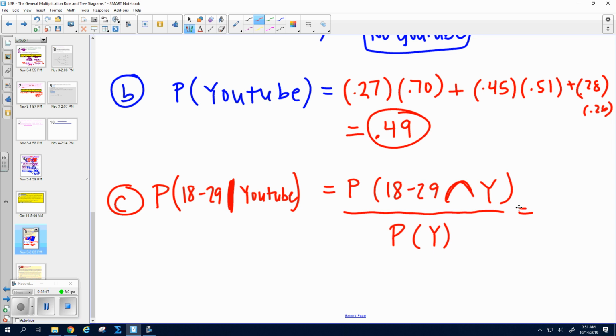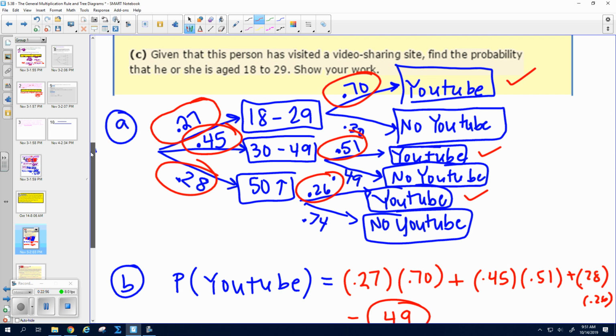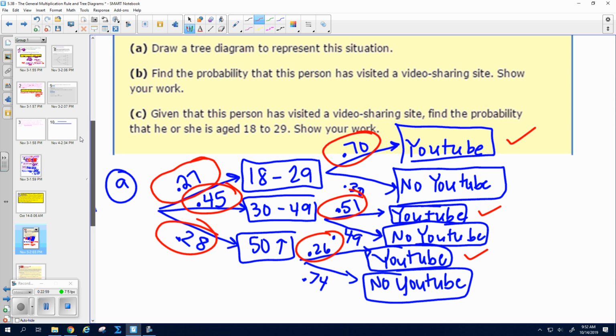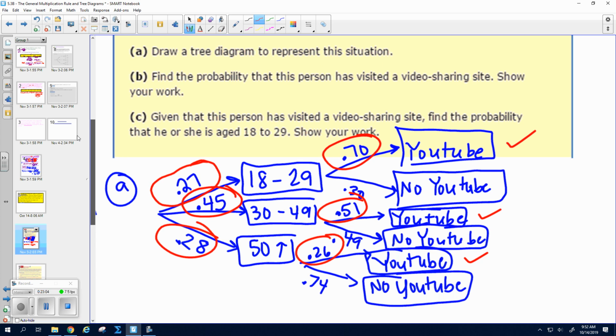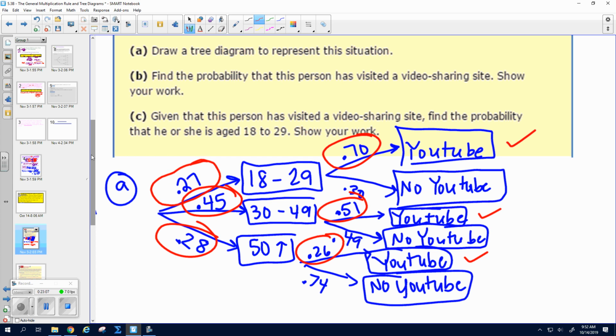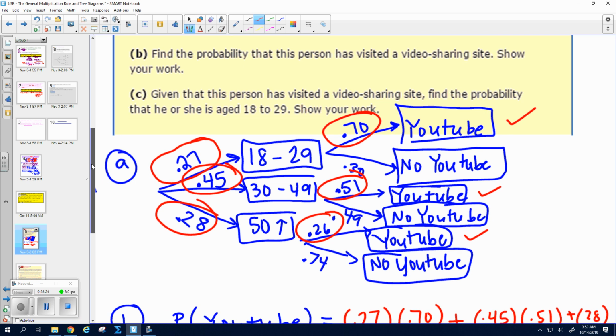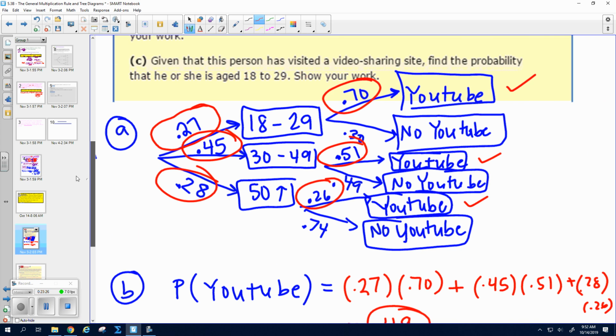And so, Ian, what would I write in the top for the probability of 18 to 29 and YouTube? Not sure. And means multiply. Eve, do you have a guess as what would go on the top? Yeah, so what 2 numbers would I put in there that I'm going to multiply together? Yep. Okay, so 18 to 27 and YouTube, multiply those 2 together.